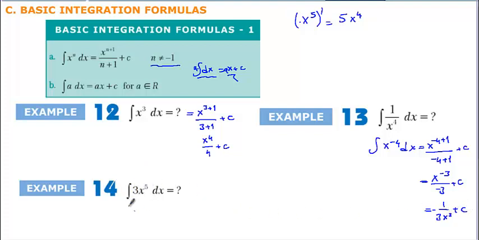Okay, the last one on this page, 3x to the power of 5. The integral of this one is 3x to the power of 6 over 6, because 5 plus 1 is equal to 6. So plus c, as I said, we are not going to forget. And 3 and 6, if you simplify, it's going to be equal to x to the power of 6 over 2 plus c, it must be.